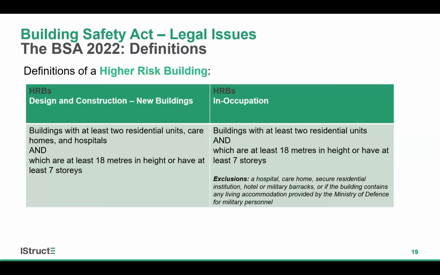There's a slightly different definition for buildings which are in occupation. And for buildings in occupation, the starting point of the definition is the same in that it's a building with at least 2 residential units and at least 18 metres in height or 7 stories. But the importance is that it's got an exclusion for hospitals, care homes, secure residential institutions, hotels or military barracks, etc. So as I say, it's really important for structural engineers to identify projects where they're going to be working on a higher risk building. And so those definitions are important.